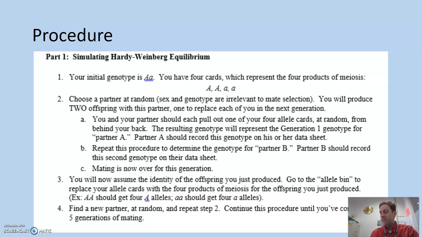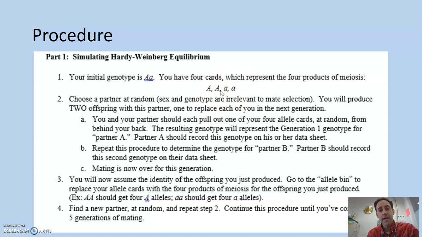So for this lab, every student in the room is going to assume an initial genotype of big A, little a. And so each student is going to acquire 4 different note cards. If you look at my little picture on the screen, 2 of them say big A, 2 of them say little a. And these represent the 4 products of meiosis for someone with genotype big A, little a. So everyone in the room starts with this same genotype and these 4 products of meiosis.